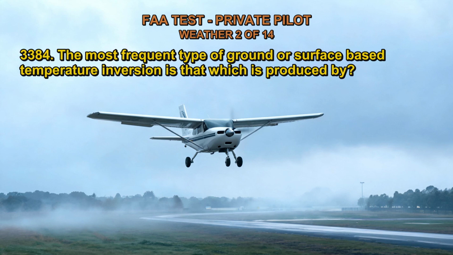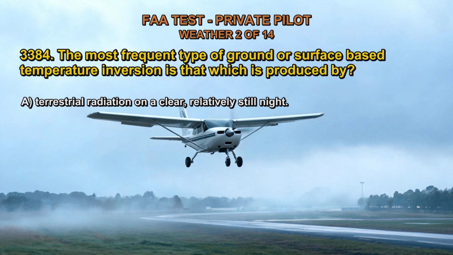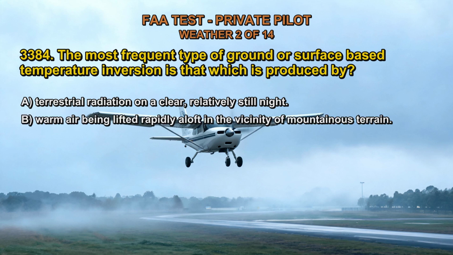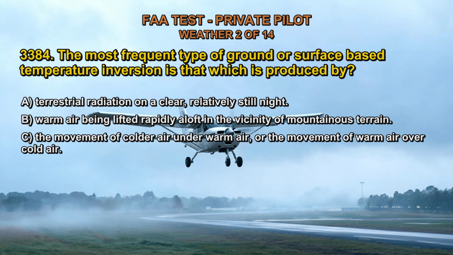3384. The most frequent type of ground or surface-based temperature inversion is that which is produced by A. Terrestrial radiation on a clear, relatively still night. B. Warm air being lifted rapidly aloft in the vicinity of mountainous terrain. C. The movement of colder air under warm air, or the movement of warm air over cold air.